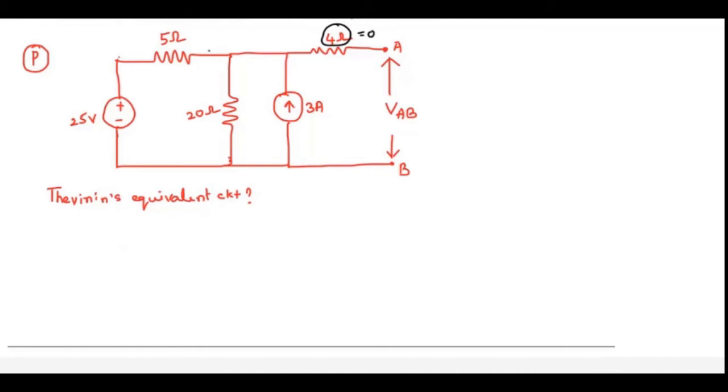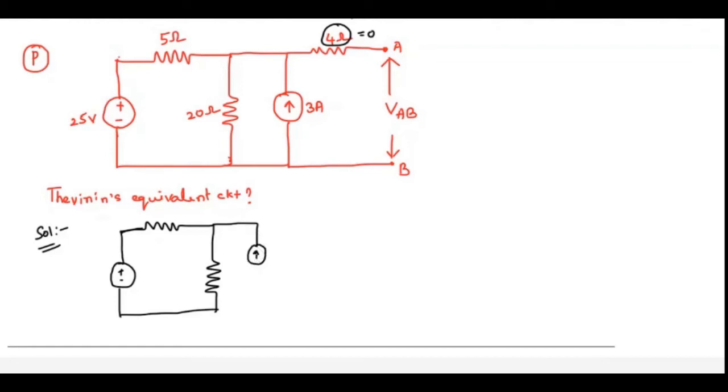Now this is the solution. How will my equivalent circuit look? This is a voltage source, this is a resistance of 5 ohms, this is another resistance, and this is a current source. We have neglected the 4 ohm resistance because it is at the open circuit end. This node I will take as V1. This is 5 ohms, this is 20 ohms, and this is the 25 volt source.